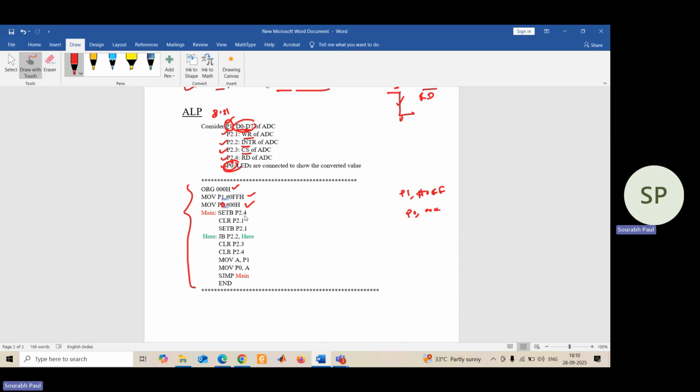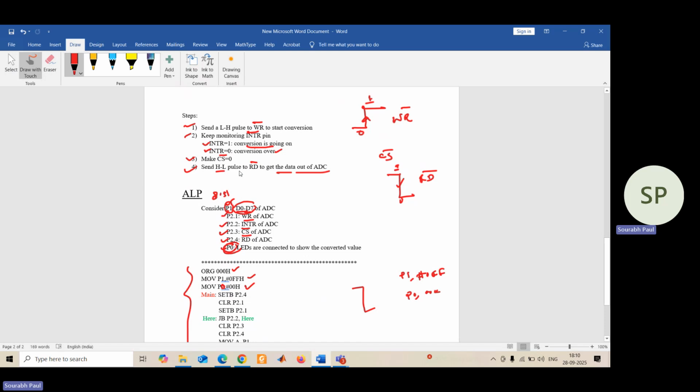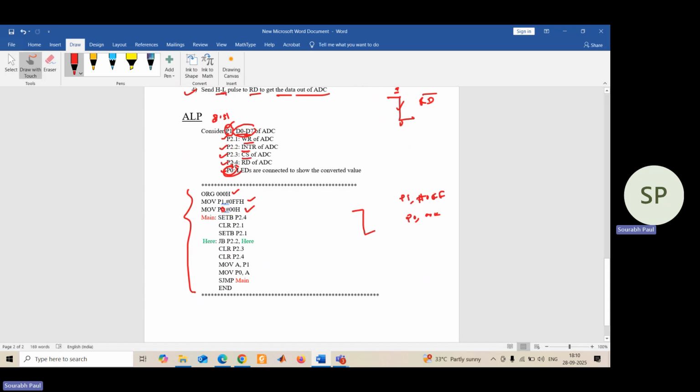Then after that, if you remember, for the RD bar line you have to give a transition from high to low. I told you a few minutes before. So initially I am making it high, and RD bar was connected to P2.4. So SETB P2.4, that is high. I am making this RD bar line high by using SETB P2.4. Then after that, I need to start my conversion.